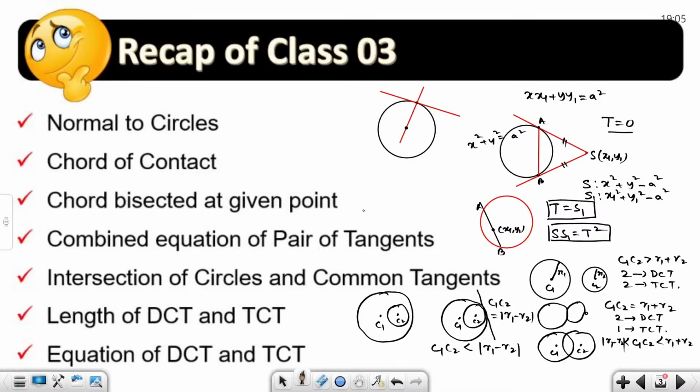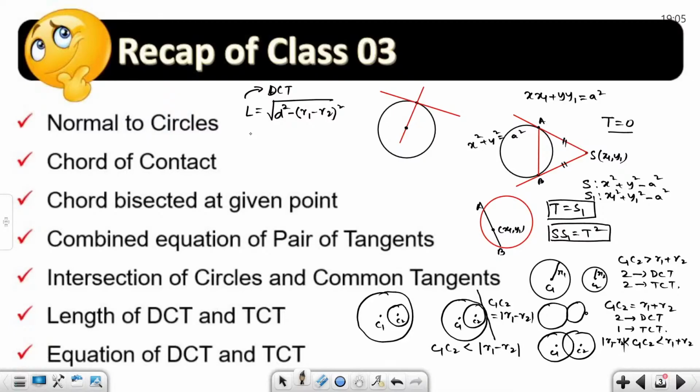Next was length of direct common tangent. We know that the length of direct common tangent, it was L equals to root over of d square minus R1 minus R2 whole square. This is the length of direct common tangent, DCT. Okay, what is d? D is the distance between the centers of those two circles, and R1, R2 are the radii of the respective circles.